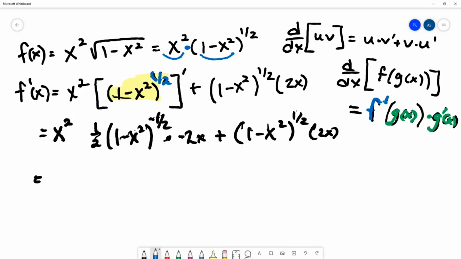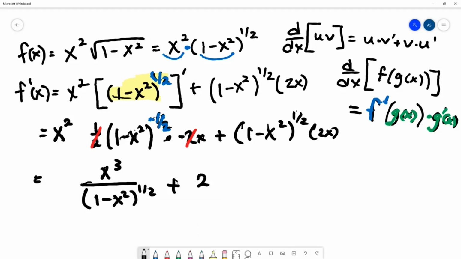So what I'm going to do is notice that I have this negative 1/2 power. I'm going to write that as a fraction because it has a negative exponent. I can also do a little bit of canceling here. This 2 cancels with this 1/2. So this first term can be written as x cubed over 1 minus x squared to the 1/2. Then on the other one, I have 2x times 1 minus x squared to the 1/2.